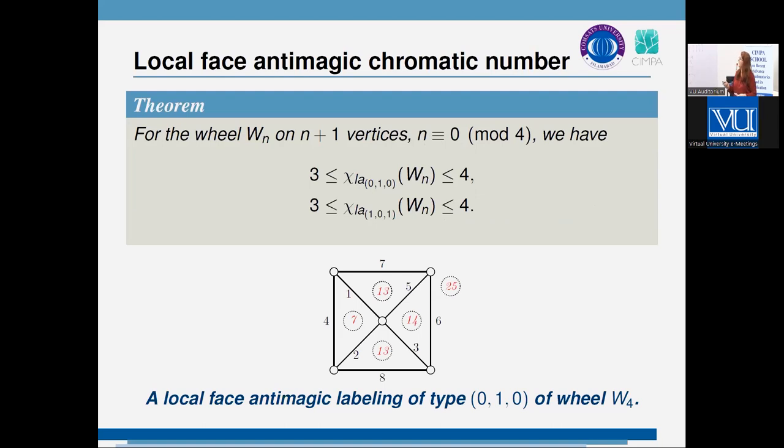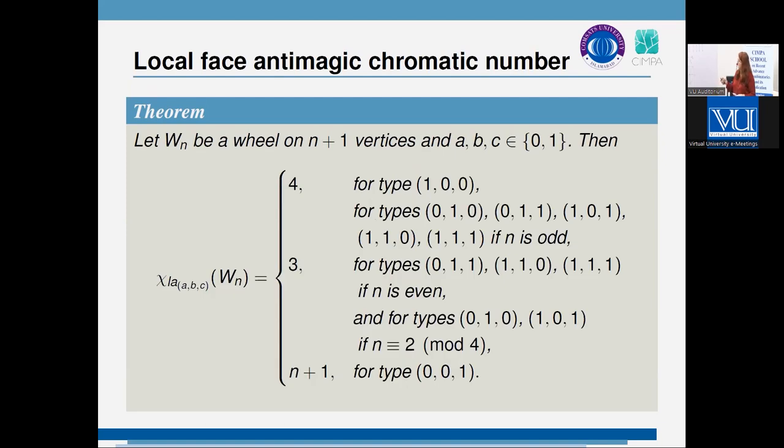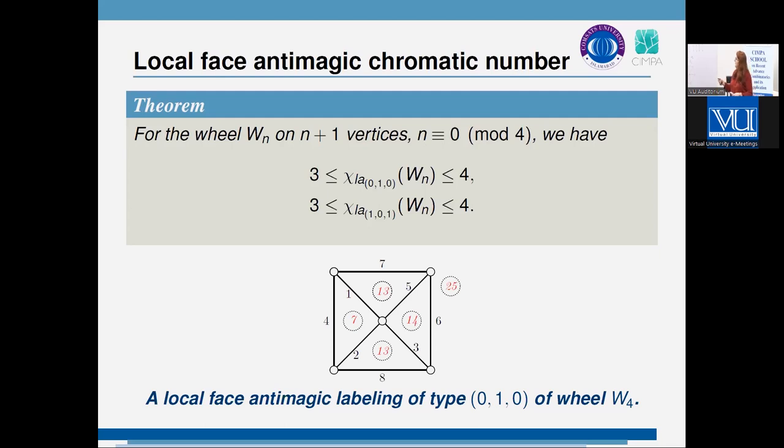And of course, not everything here was proved. There was open space to prove the exact value for wheels for the cases 0, 1, 1, 0, 1, 0, and 1, 0, 1. We know only that it is either three or four. But I think that it's already solved by Akito Oshima from Japan, who I think has already proved it, so I should change it.